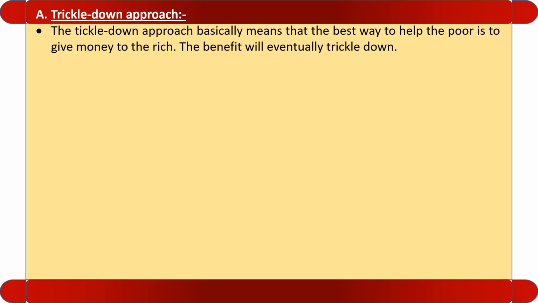The trickle-down approach basically means that the best way to help the poor is to give money to the rich. If the money is given to the rich, then the rich will open up a business organization or expand the existing business organization. In both cases, jobs will be generated for the people. So by helping the rich, the poor will automatically be helped. So this is the way to help the poor indirectly. The benefit will eventually trickle down.